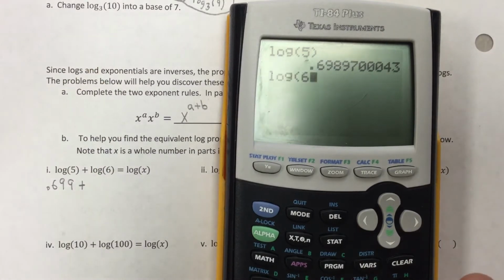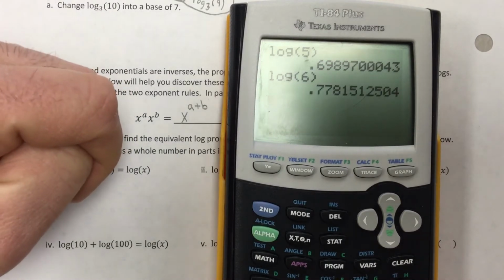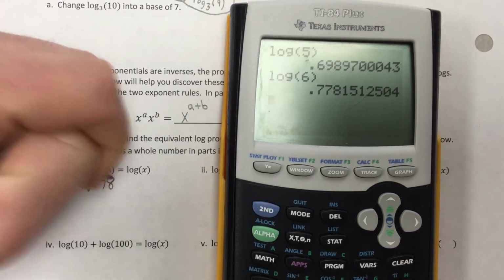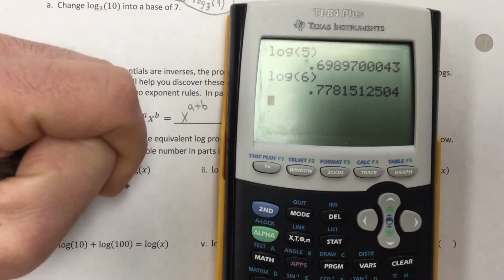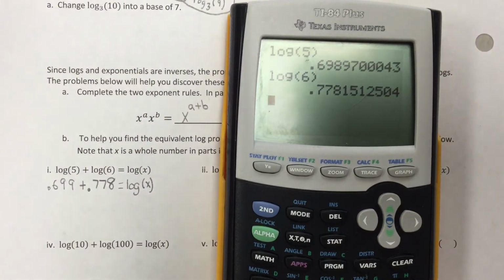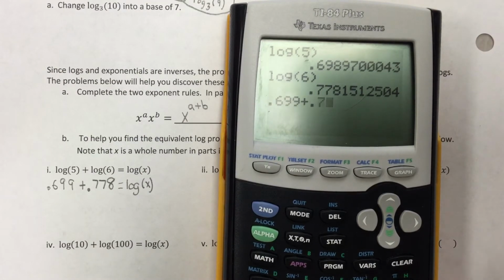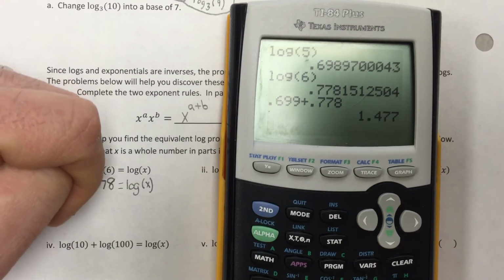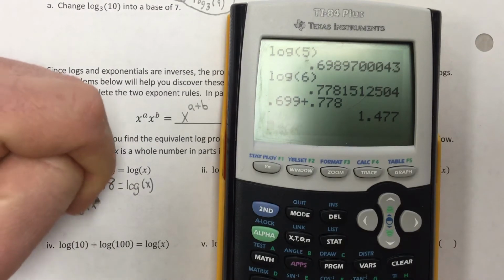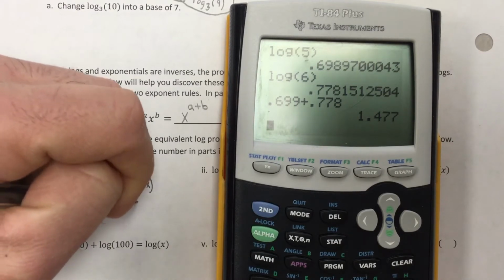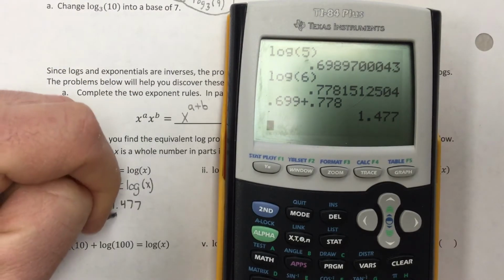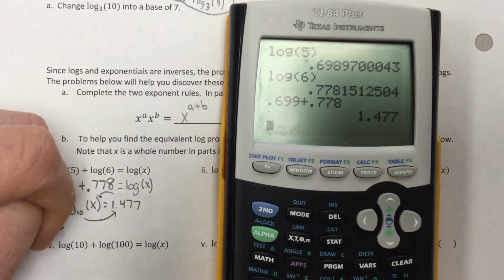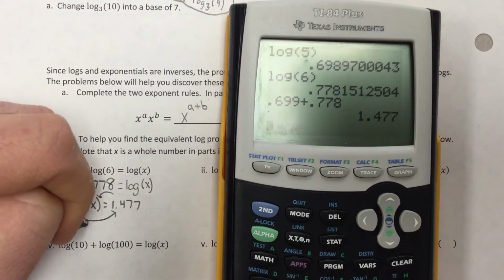And then log of 6 is 0.778. That's equal to log of x. When I add 0.699 plus 0.778, that gives me 1.477. So I would end up with log, and again, that's a base of 10, of x equals 1.477. And when I convert that, I would get 10 to the 1.477 equals x.